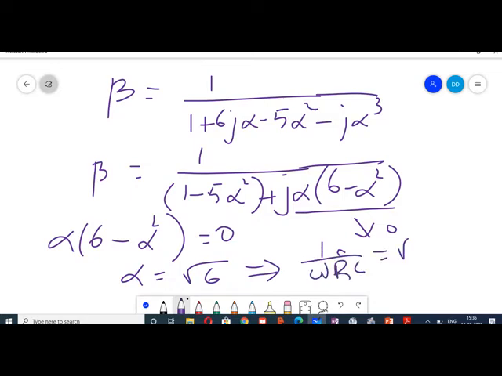That means our 1 by omega RC is equal to root 6, or from here we can write f is equal to 1 by 2 pi root 6 into RC. So this is how we get the expression for the frequency. So at this particular frequency we will find what is, sorry, not alpha, we will find what is beta.